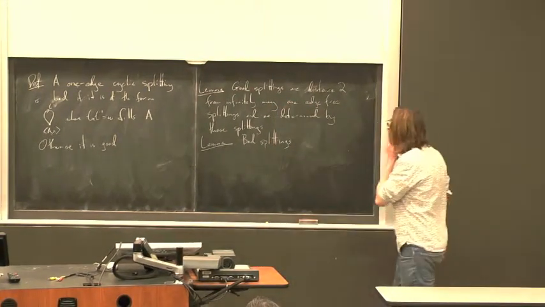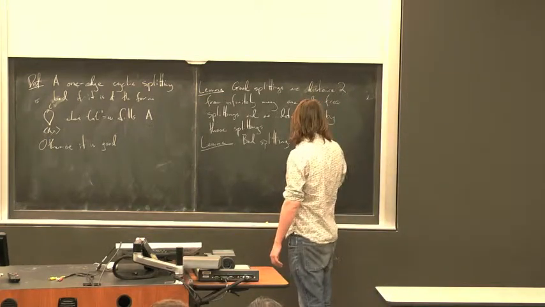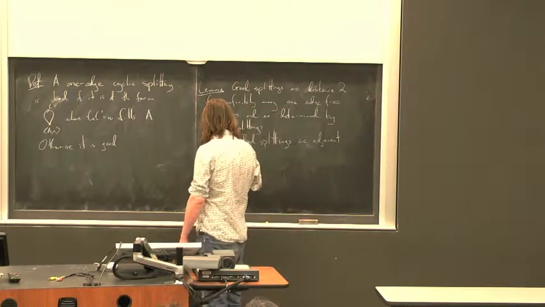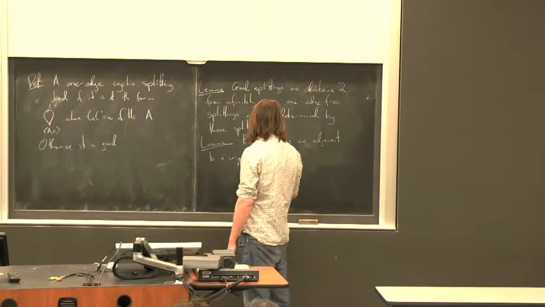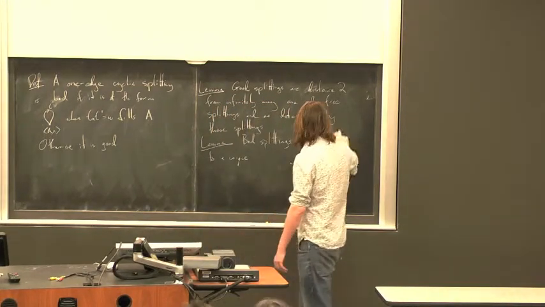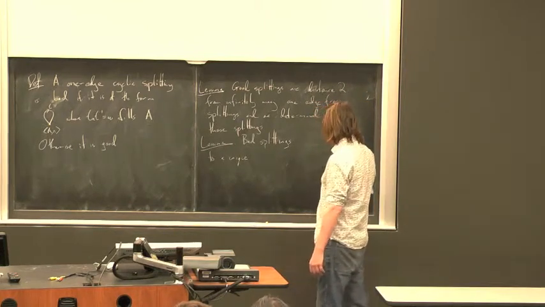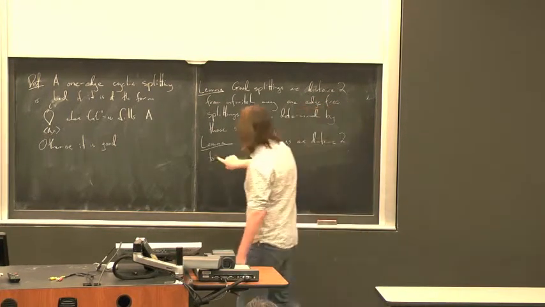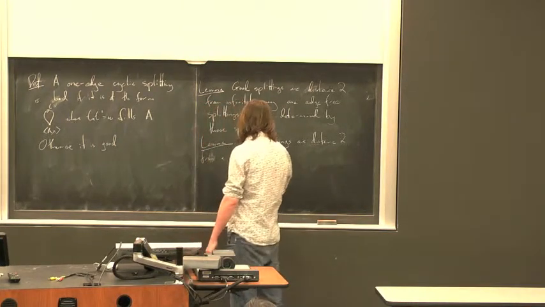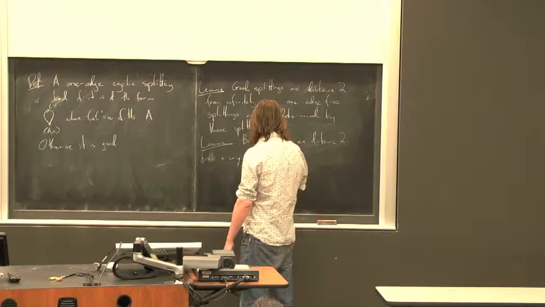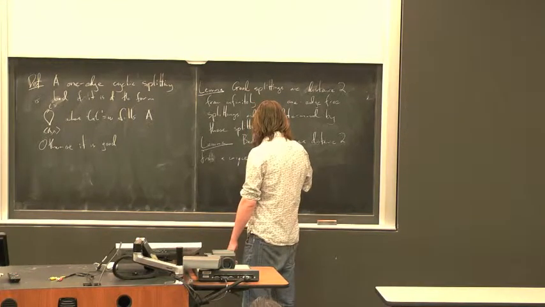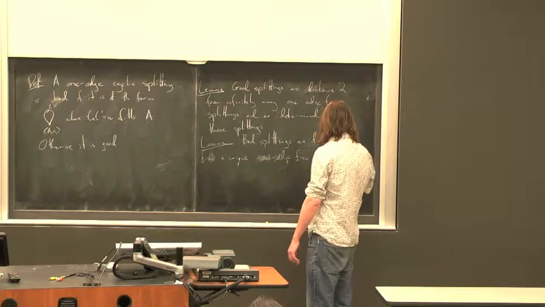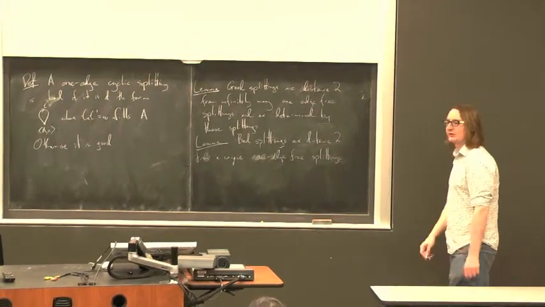So bad splittings are adjacent to a unique distance 2. This is the problem with working in a barycentric subdivision. Our distance 2 from a unique one-edge free splitting, and are determined by their adjacent good splitting.